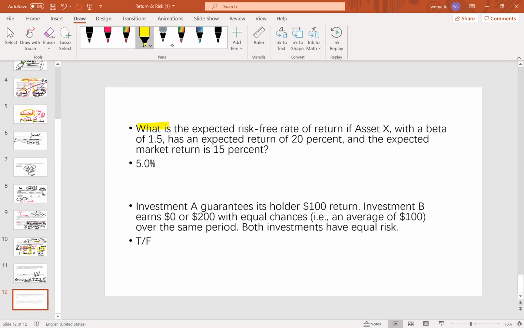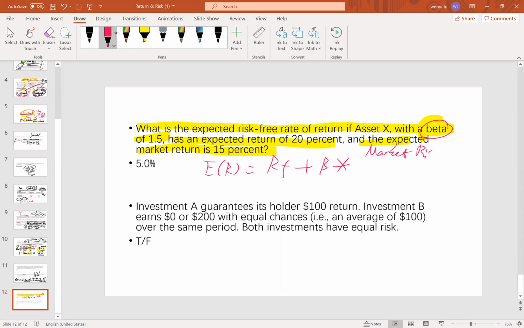What is the expected risk-free rate if asset X with a beta of 1.5 has an expected return of 20% and the expected market return is 15%? If you see the beta, you apply the CAPM model. So our expected return is equal to the risk-free rate plus the beta times the market risk premium. We have the return of the market, 15%, minus the risk-free rate.